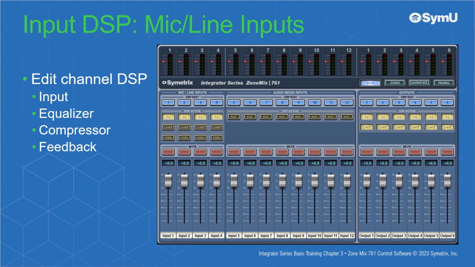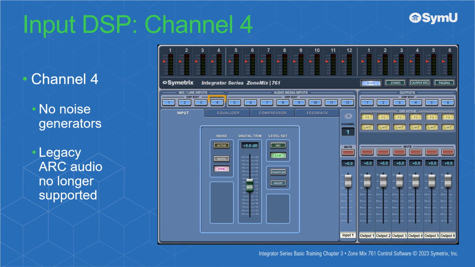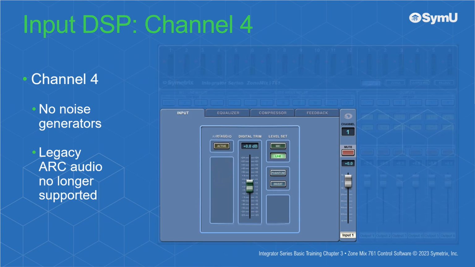On the Input tab, you may activate white or pink noise on channels 1 through 3 only, adjust the digital trim, set between line and mic level of the source, engage 20 volts DC phantom power, or invert the phase of the signal. Channel 4 has a couple of unique features. White and pink noise are not available. There is a legacy ARC audio feature that does appear in the control software, but is not available on current production ARC devices.